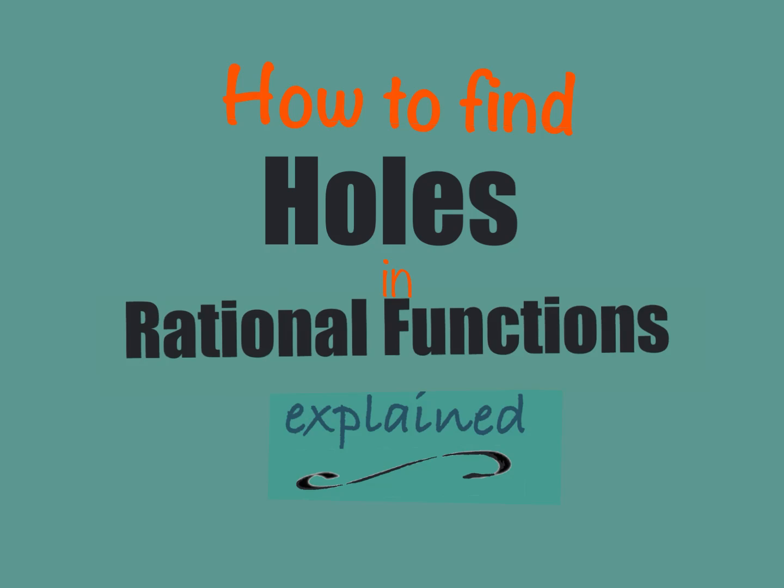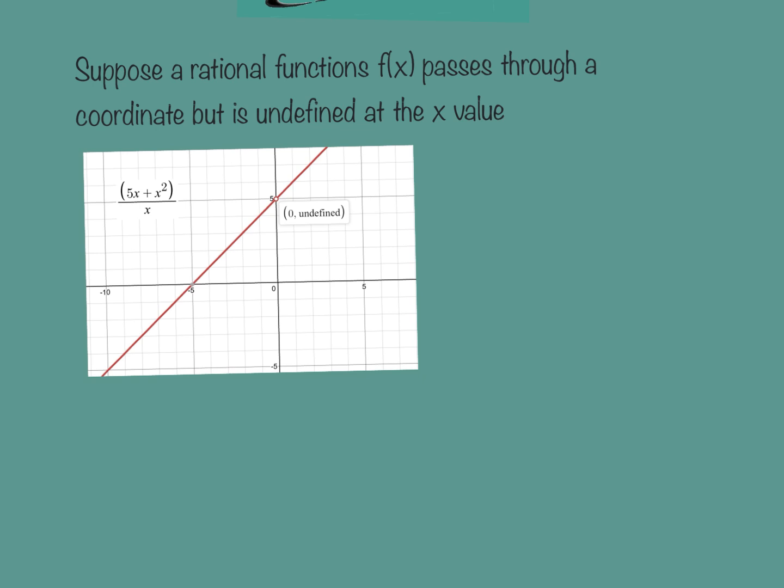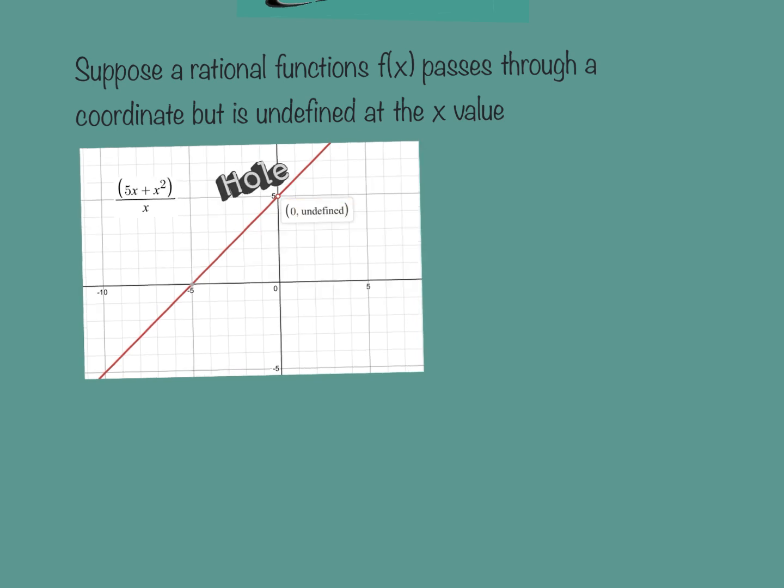How do we find holes in rational functions? Suppose a rational function, f(x), such as this one over here, passes through a coordinate but is undefined at that value. Then that coordinate is called a hole. A hole exists only when the denominator and the numerator of a rational function have a common factor.